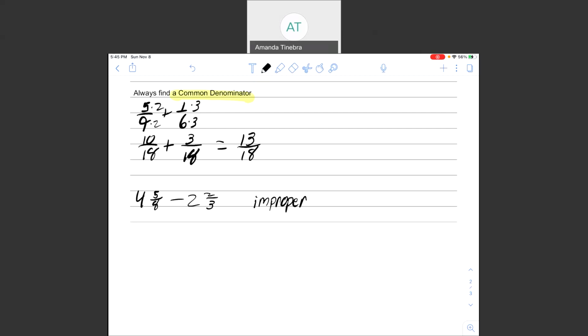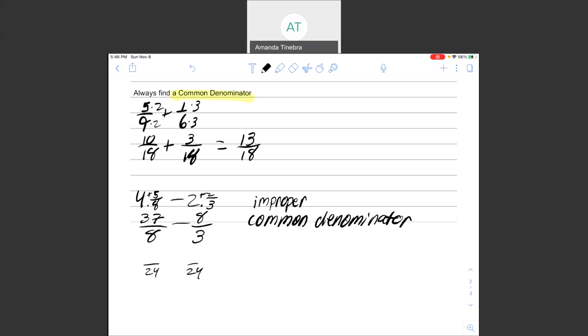So in this case, 8 times 4 is 32, plus 5 is 37 over 8, minus 2 times 3 is 6, plus 2 is 8 over 3. Remember, this is just how I'm turning my mixed numbers into improper fractions. Now that I've turned them improper, now I need to find a common denominator. Here I have 8 and 3, so I need a common denominator for 8 and 3. I know that 8 and 3 both go into 24, so I'm going to use that.